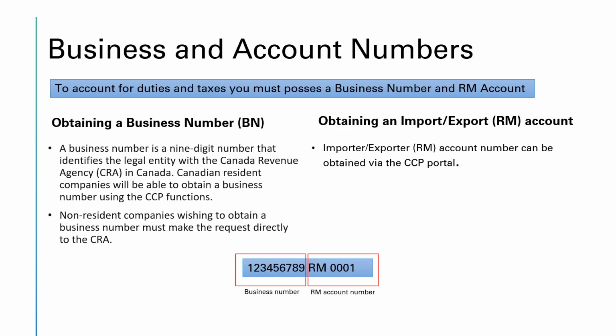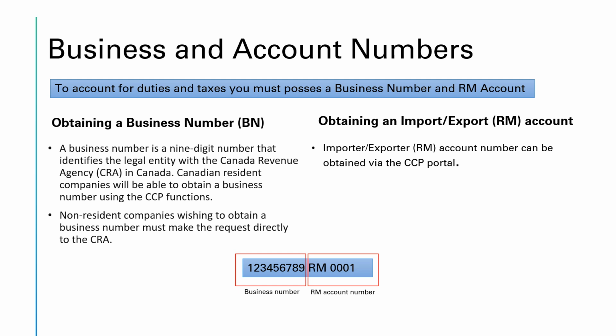Now, to access the portal and to register, you need to have a business number. A business number is a 9-digit number that identifies a legal entity with the Canada Revenue Agency. Canadian residents will be able to obtain a business number using the portal, but non-resident companies will have to go directly to the CRA to obtain the business number.